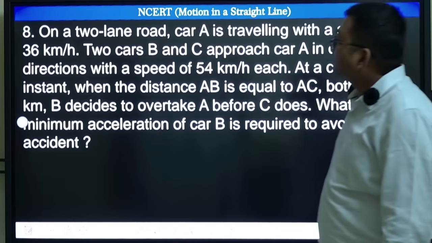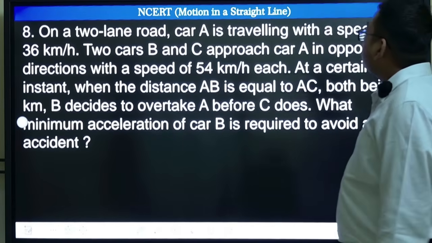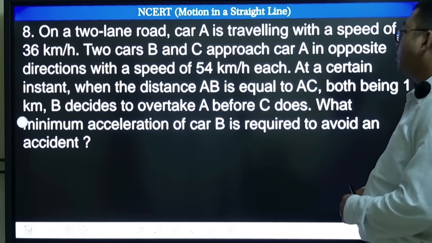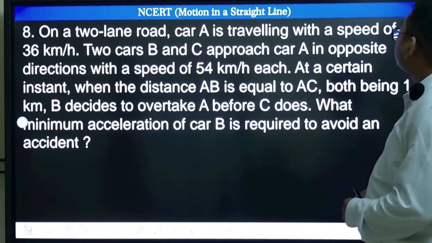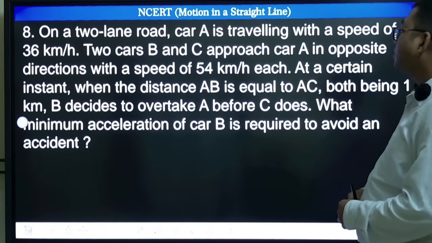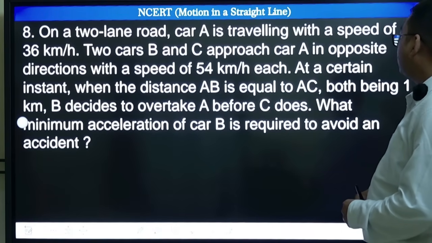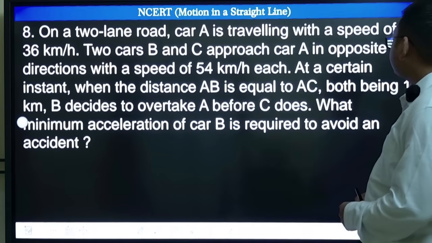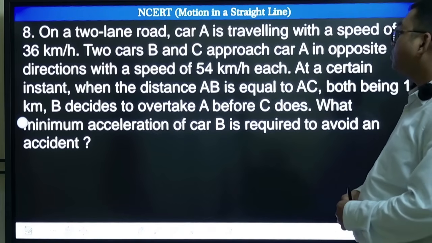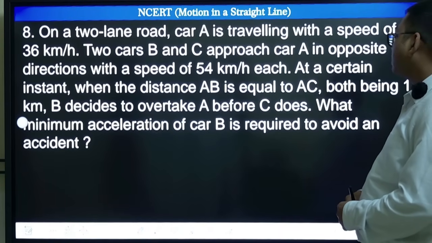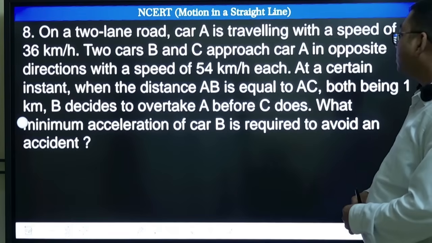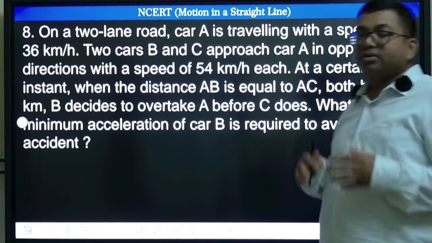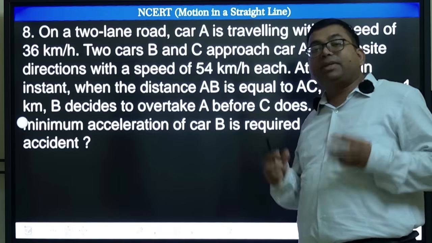Question number 8. On a two-lane road, car A is traveling with a speed of 36 km per hour. Two cars B and C approach car A in the opposite direction with the same speed each. At a certain instant, when the distance AB is equal to AC, both being 1 kilometer, B decides to overtake A before C does. What minimum acceleration of car B is required to avoid an accident? So again, try to get a mental picture of that.